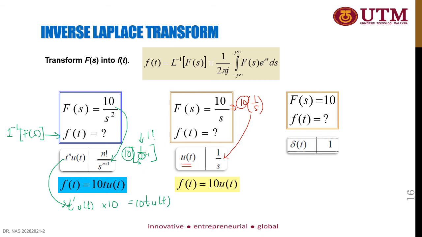So next example, F(s) equal to 10. Refer to the table. When you have delta(t), the s domain is 1. So in this case, you have 10, so this is equal to 10 times 1. So this is equal to delta(t) in t domain, multiplied with 10. So the final answer is 10 delta(t).